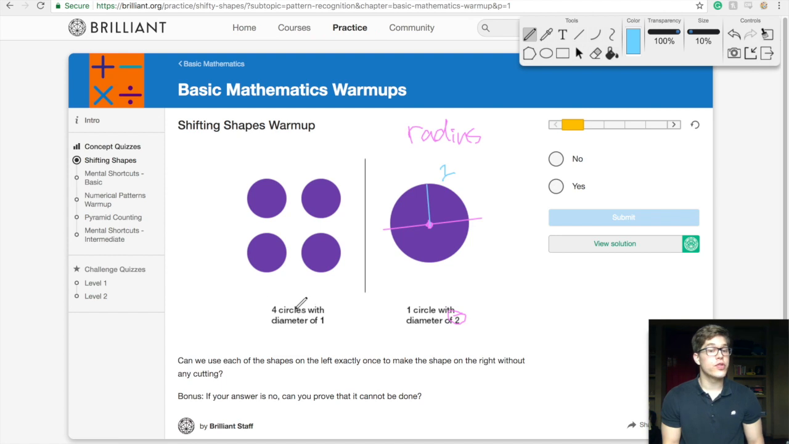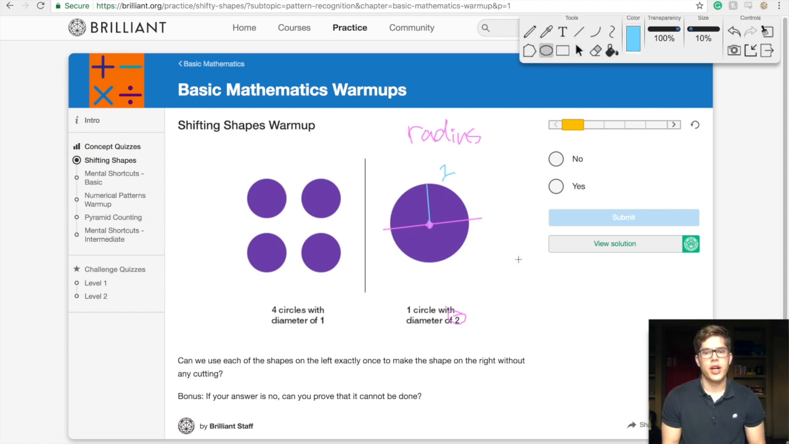Alright, so what do we have? We have 4 circles with diameter 1, and we want to make 1 circle with diameter 2. Is this possible? Well, trial and error is always a great way to try and check. If I pull out my circle tool and start drawing 4 circles right next to each other, it quickly becomes apparent that no, you can't make a circle out of other smaller circles. It's just not possible. So this answer is going to be no.